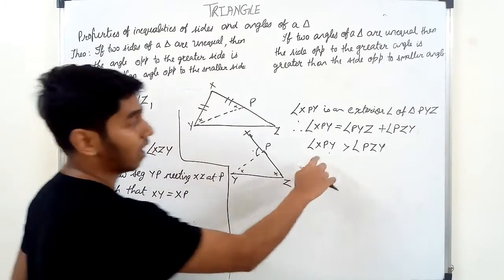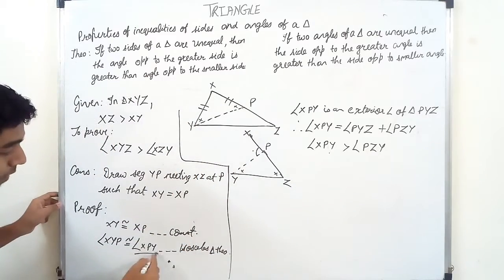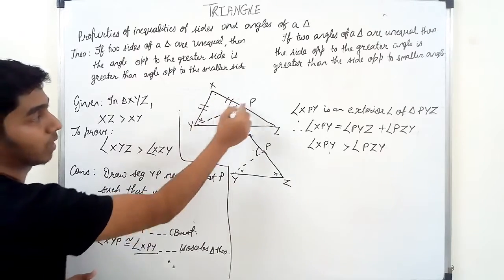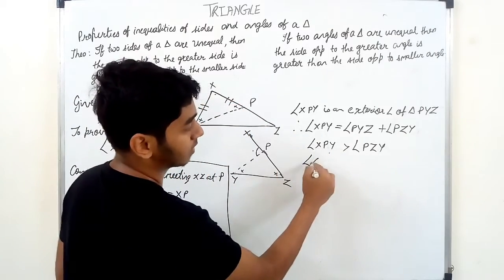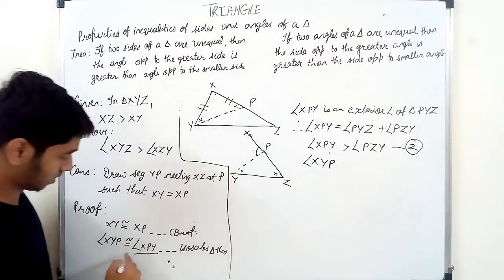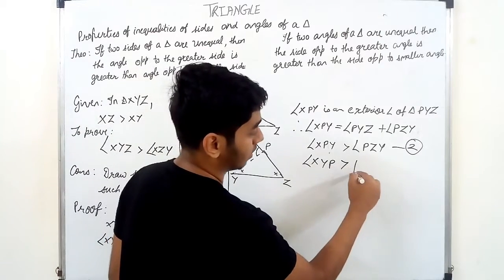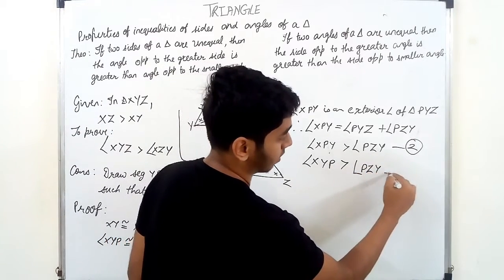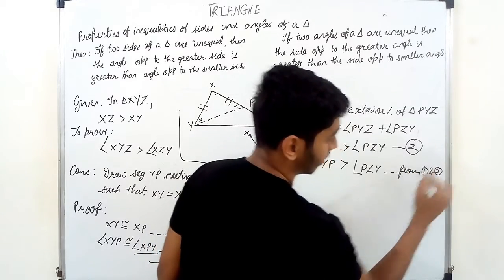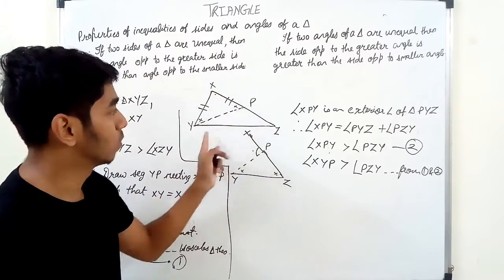Then after this, XPY. If you see, XPY is same as XYP. Therefore, we will write XPY as XYP. Let's name this as equation 2 and this as equation 1. So XYP is greater than PZY from 1 and 2. Correct? So XYP is greater than PZY.